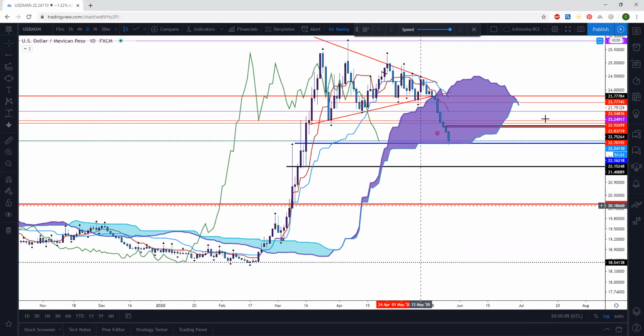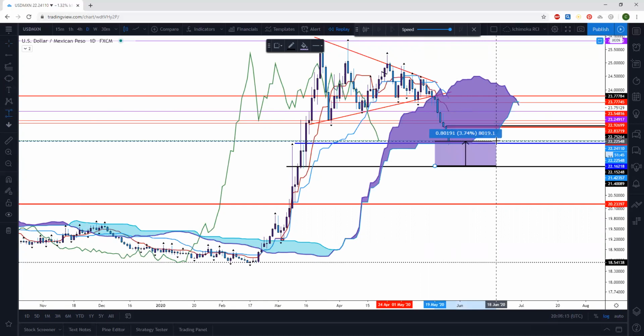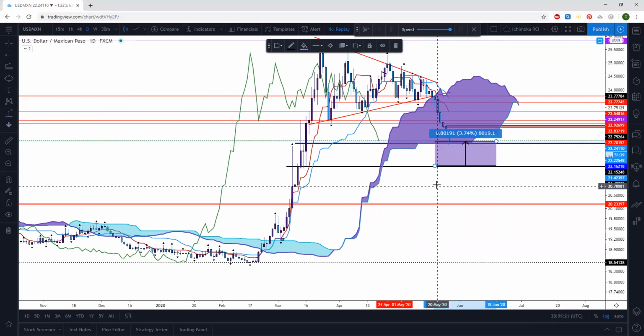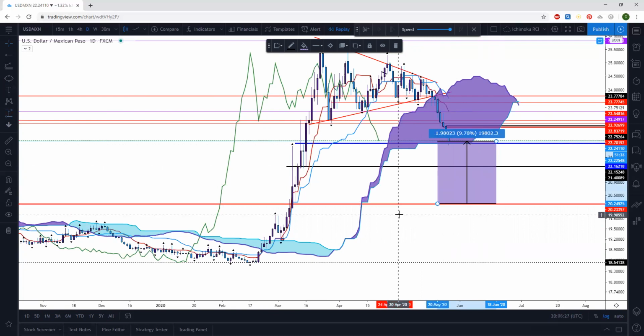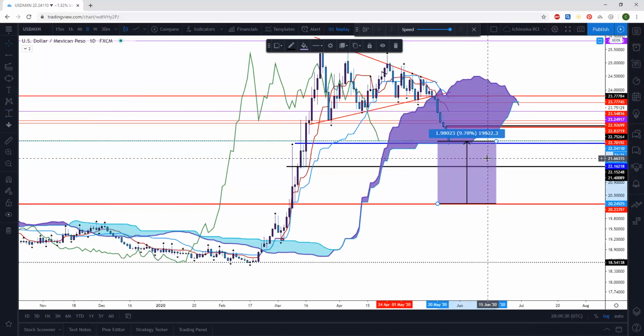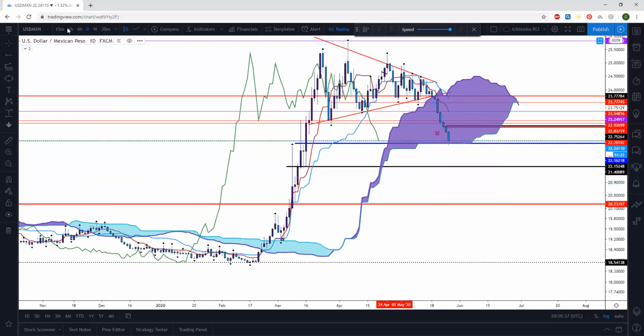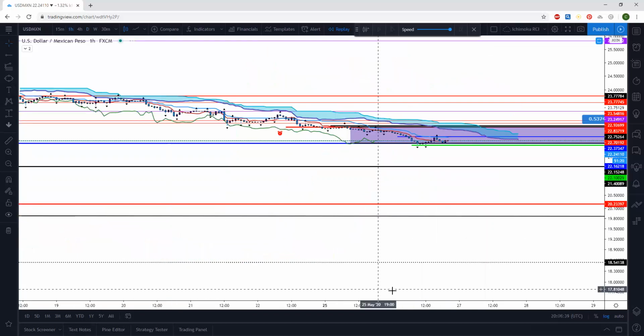So let me see that. Let me measure out that first one. So that's almost 10K. That's 8,000 right there, 2K off. And then that next one, right in here, almost 20,000 pips right here. So we're gonna see how that one responds though.